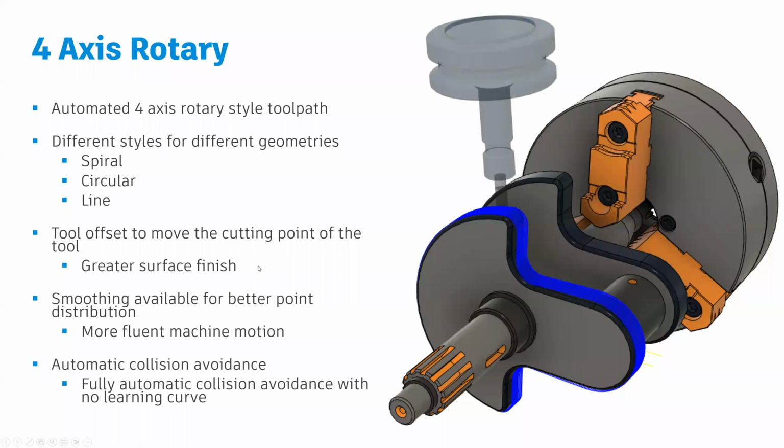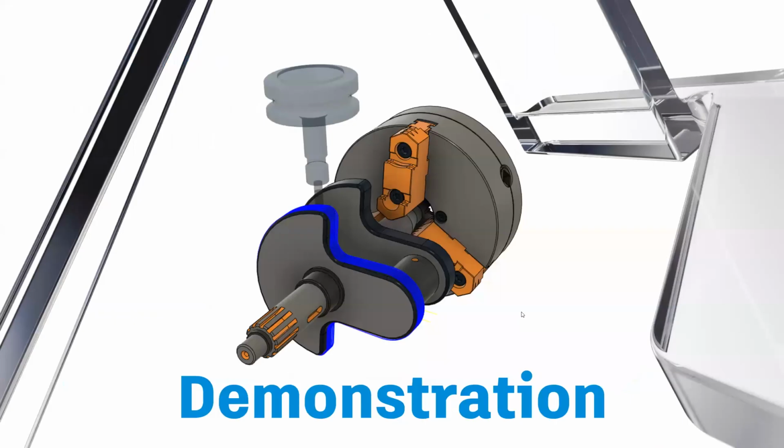Then also the tool offset moves into the cutting point whenever the tool is tilting, and we can achieve a better surface finish, with smoothing of the available point distributions, as well as more fluent machining motions. The rotary axis is moving continuously. Then there is fully automated collision avoidance: wherever it comes near, it will automatically tilt. Let's start the technical demonstration of how this particular strategy will help for the 4-axis rotary tool path.